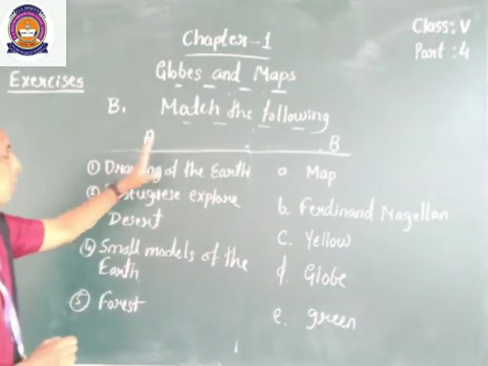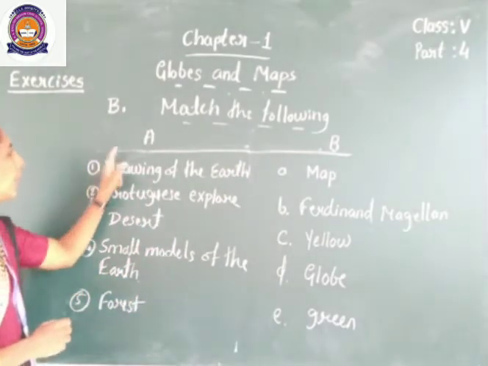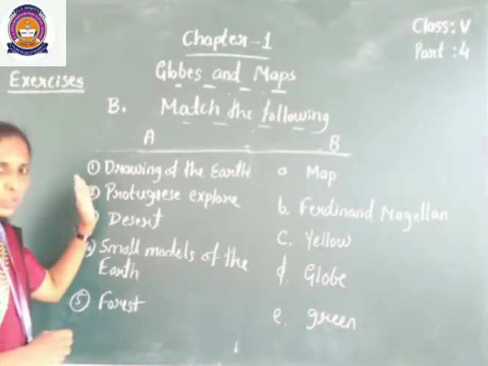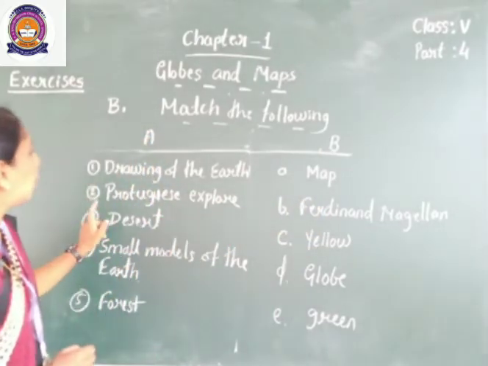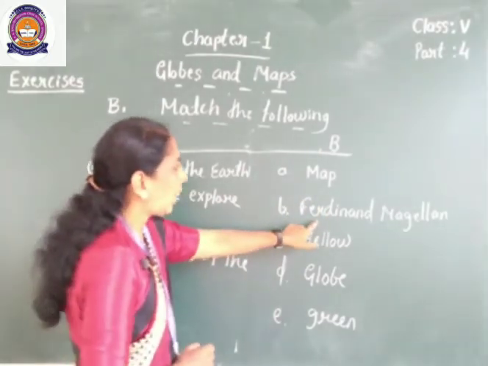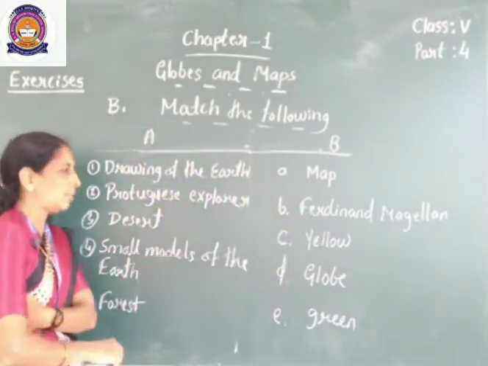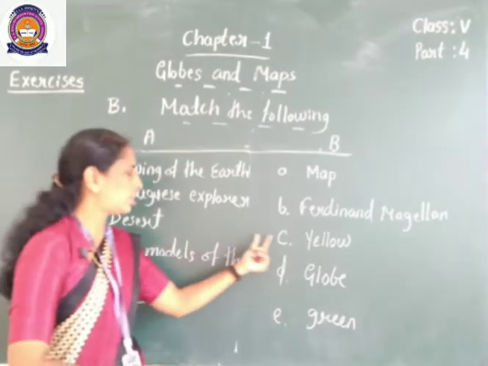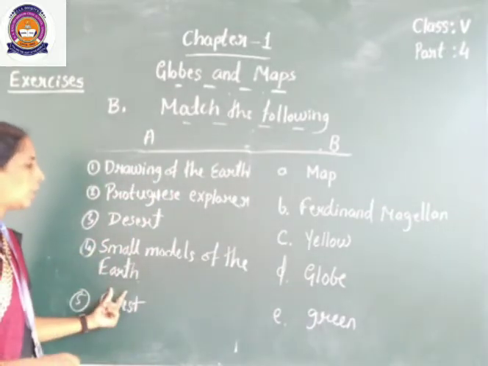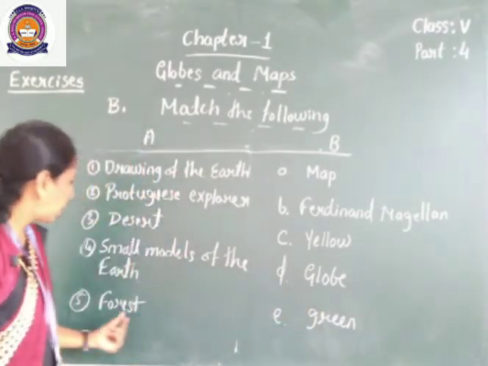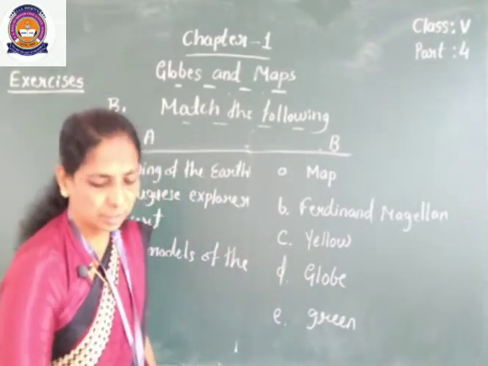So here your part B questions, match the following, are completed. Once again I am repeating this. Match the following. Drawing of the earth is map. Portuguese explorer, Ferdinand Magellan. And desert, it is denoted by yellow color. Small models of the earth is globe. And forest, it is denoted by green color.